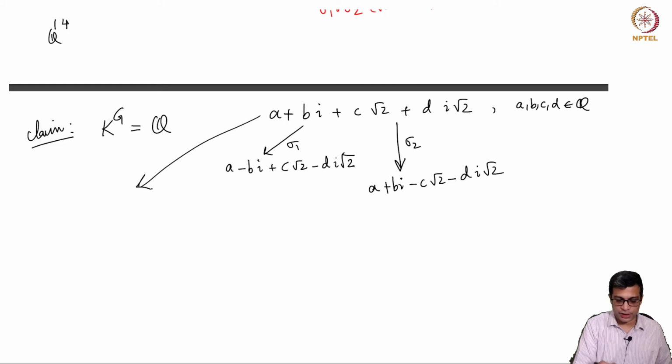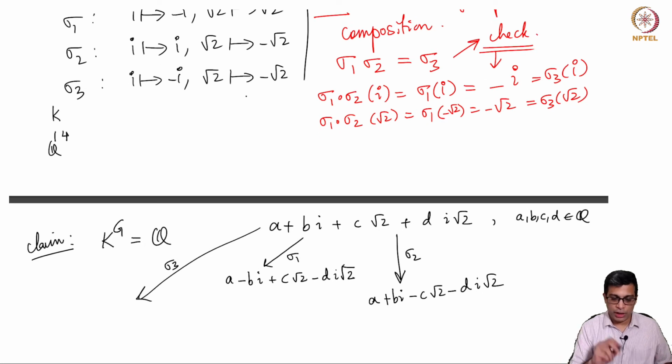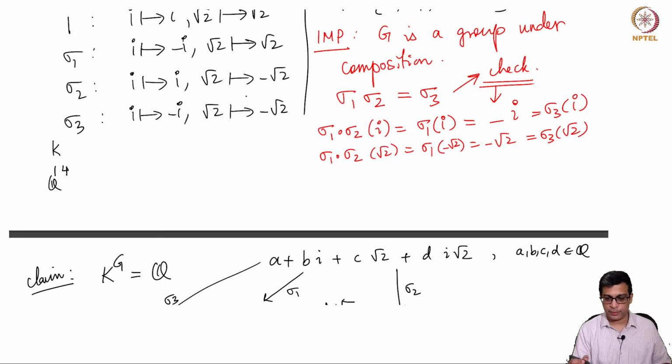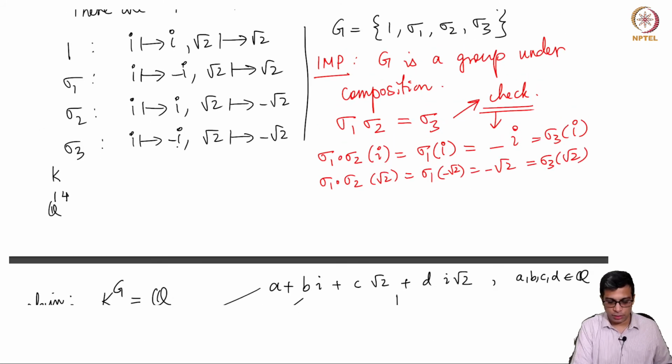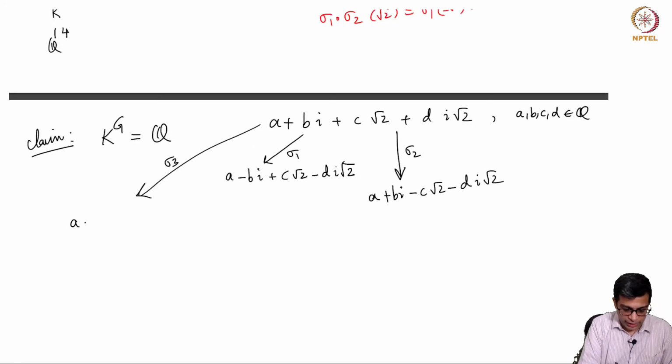And finally, where does it go under sigma 3? Sigma 3 sends i to minus i, root 2 to minus root 2, i times root 2 to i times root 2, right, because that is sigma 3 of i times sigma 3 of root 2, which is minus i times minus root 2. So this will go to A minus Bi minus C root 2 plus Di root 2.